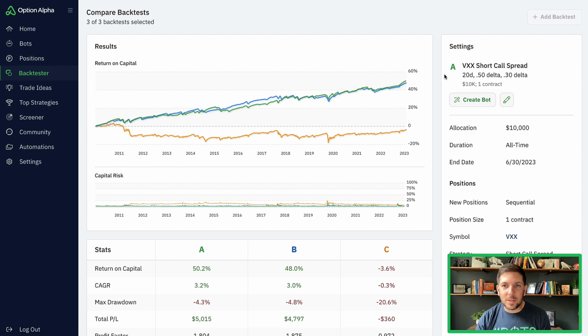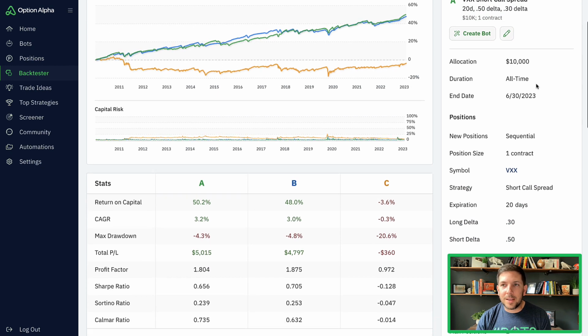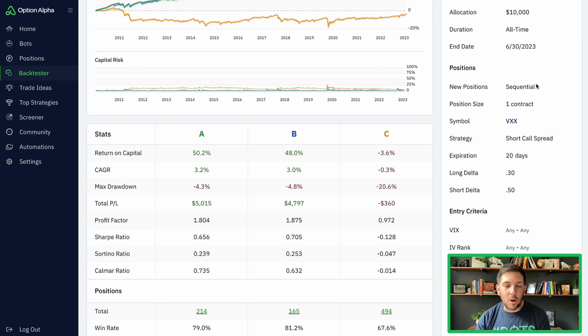So the A version of the test, which is the green line here, was a 20-day to expiration call spread in VXX. Now, all of these tests are set up the exact same way, which is just to give it a minimum starting allocation. It doesn't really matter for that because I did all position sizing at one contract. So this really normalizes the test across different portfolio levels. You can test different levels like 1% of your portfolio and do scaled versions of that. But I just did one position at a time, so everything is sequential.